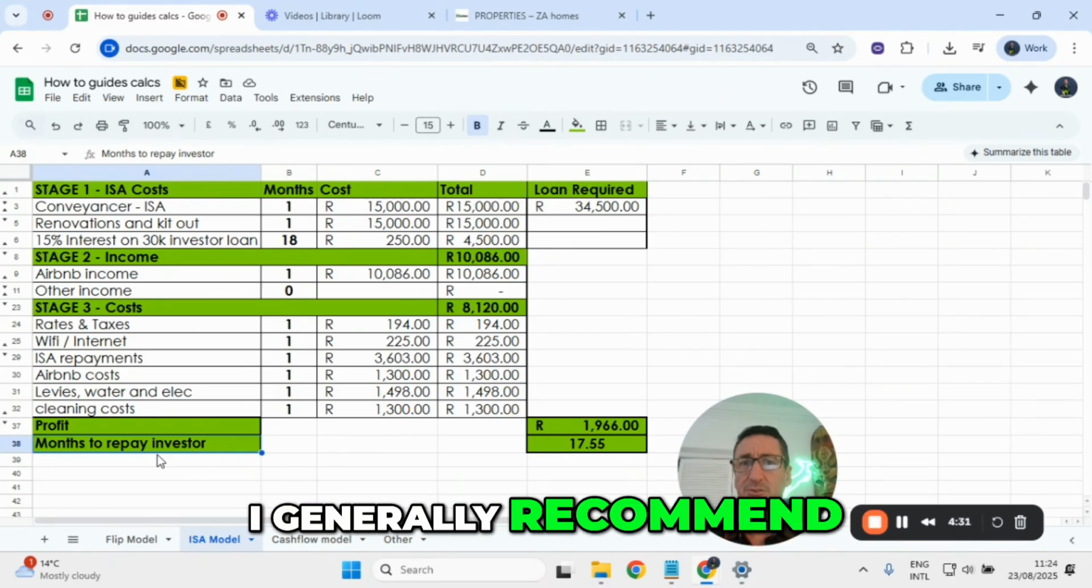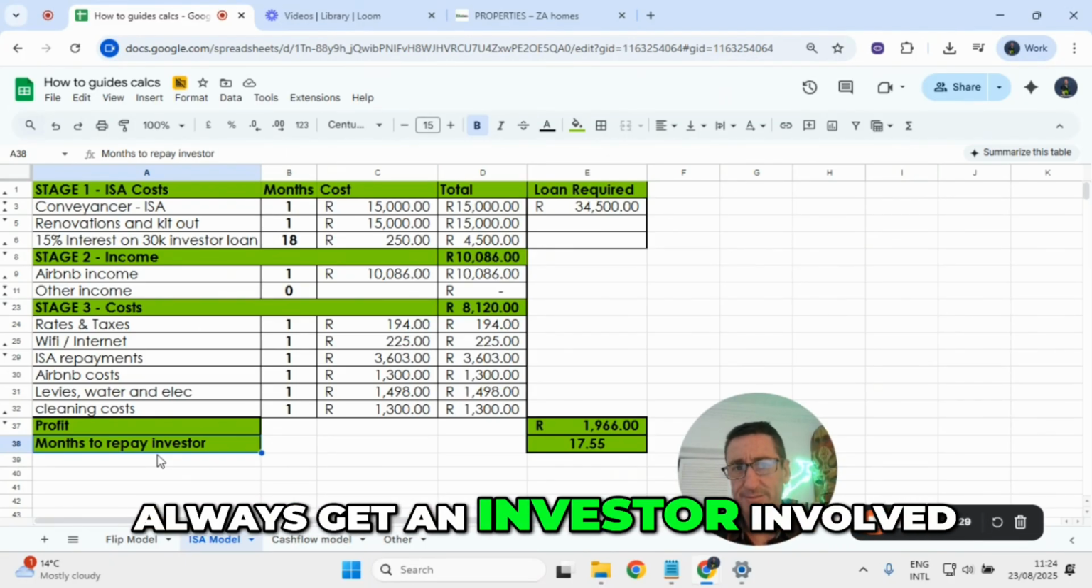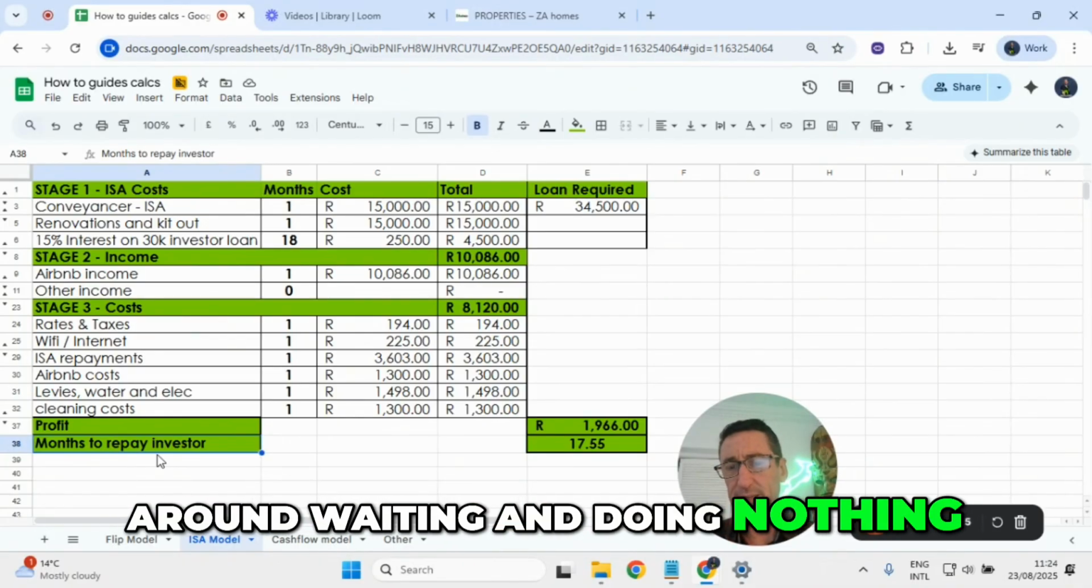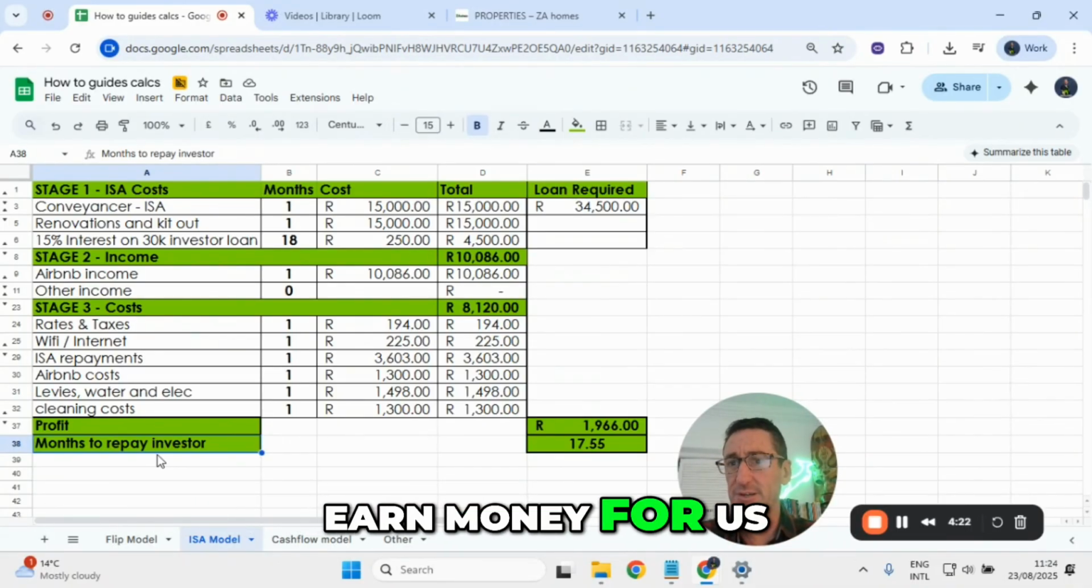I generally recommend don't actually lose your own money. Always get an investor involved. That way I don't have to have my own money sitting around waiting and doing nothing. It's actually inflow and earning money for us.